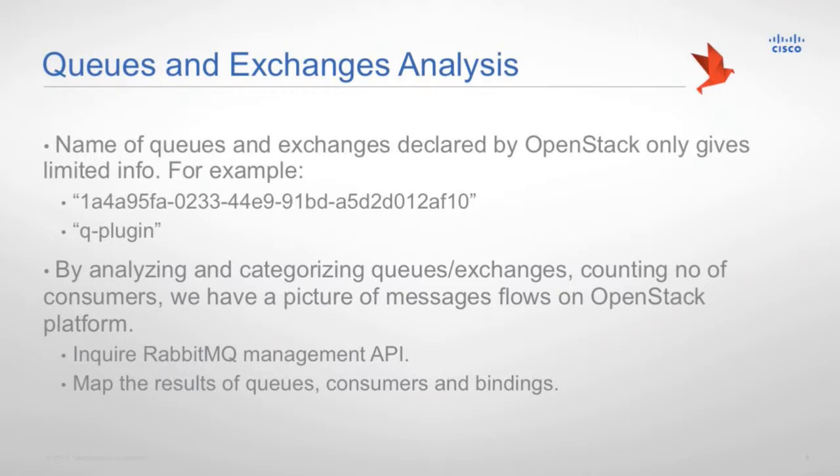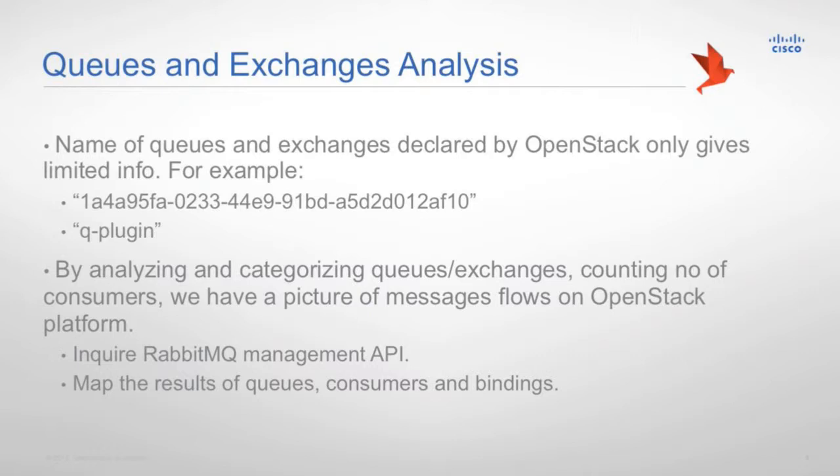So that's why we think maybe we can spend some time to analyze and categorize the queues and exchanges. For OpenStack, they use topics to represent the exchange. So we count the number of consumers. Then when the ops troubleshoot, it speeds up the process. They can understand what happened and how the messages flow back and forth. This can be done easily by running a script calling the RabbitMQ management HTTP API. They provide a very good API there.